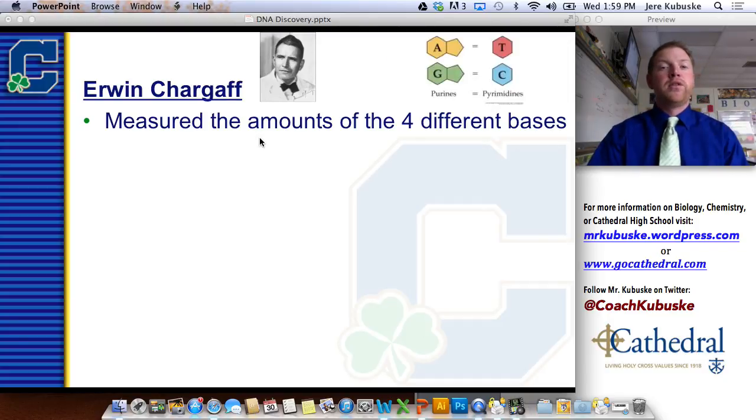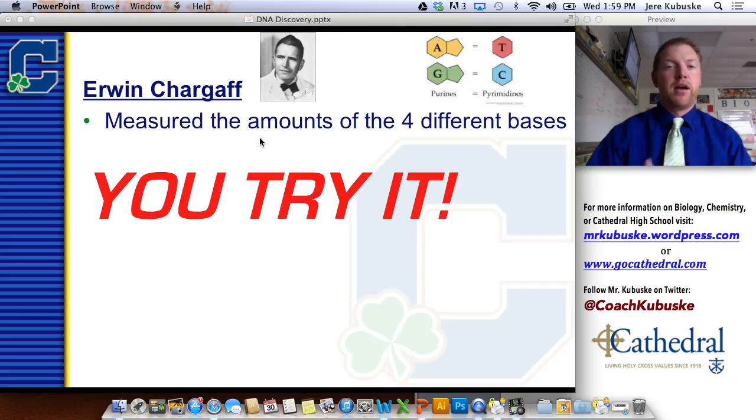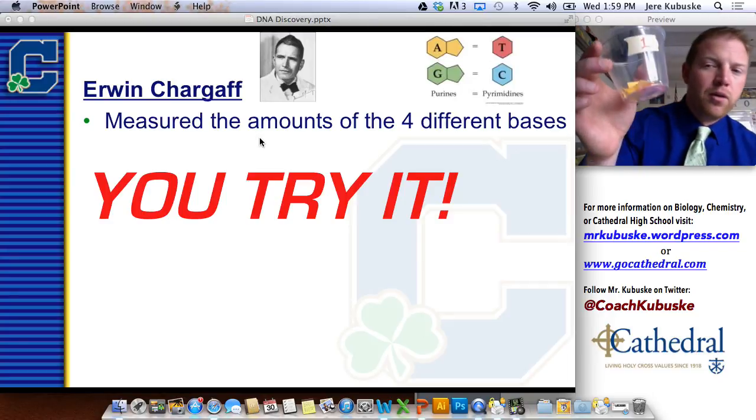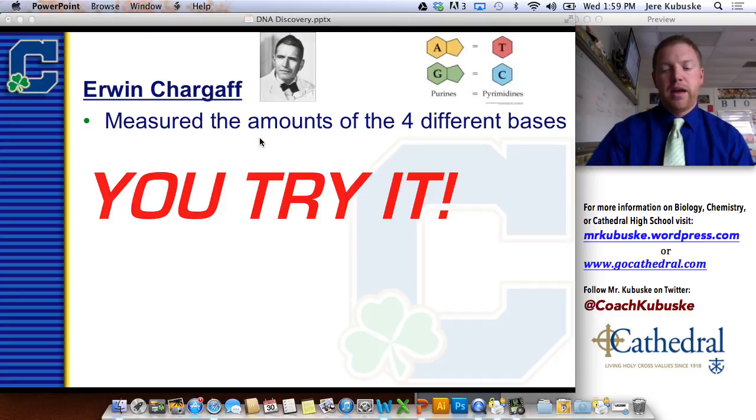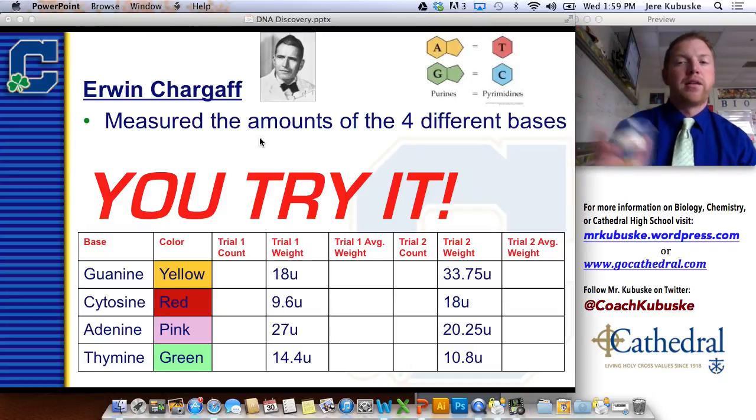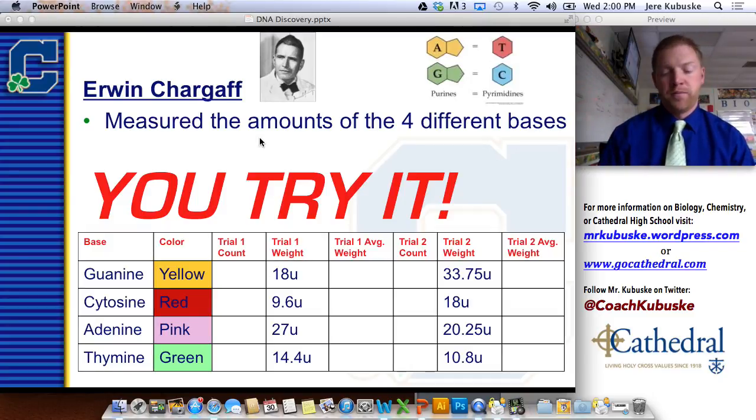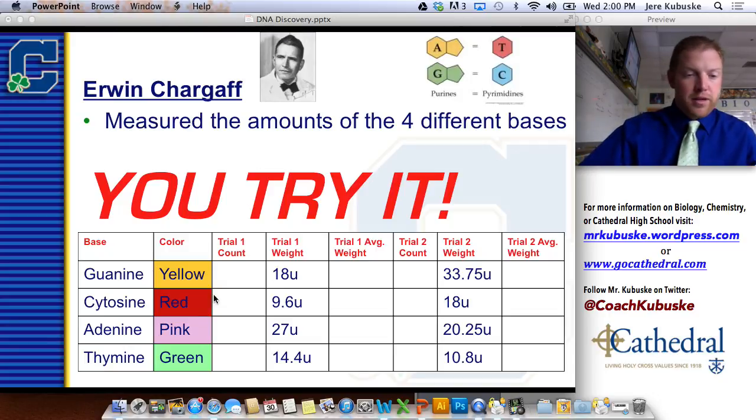So leave it to this scientist by the name of Chargaff, and what he did was he measured the amounts of the 4 different types of bases in different types of organisms. In our class, we're going to do a you-try-it, okay? What we'd have are 4 different colors of paper here. If you count them out and add them to a table, you can find some relationships between the bases. And the relationship that Chargaff found was that for the amount of adenine, however many adenines there are, there's almost always the exact same amount of thymine.